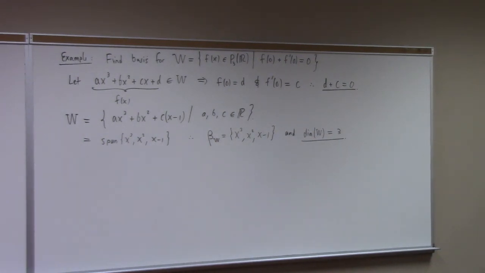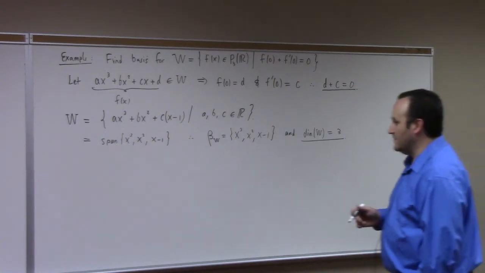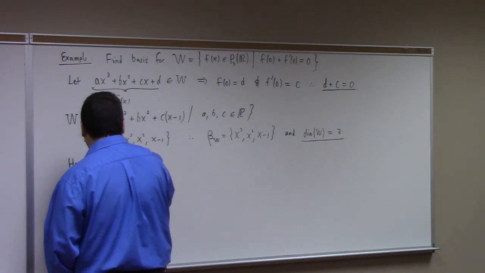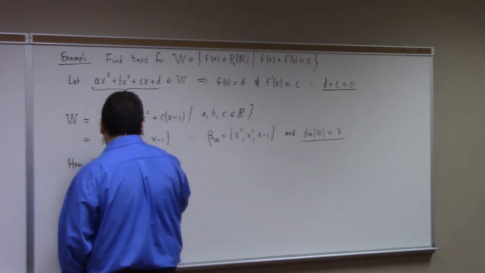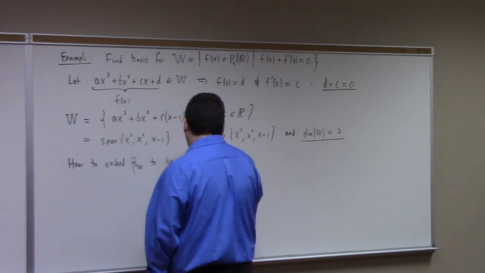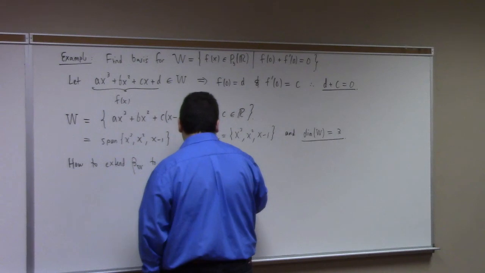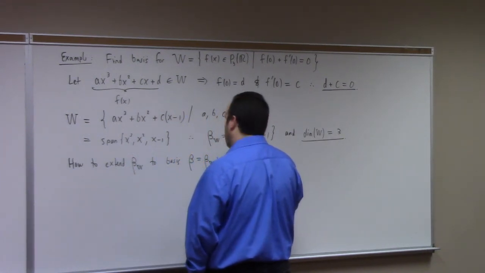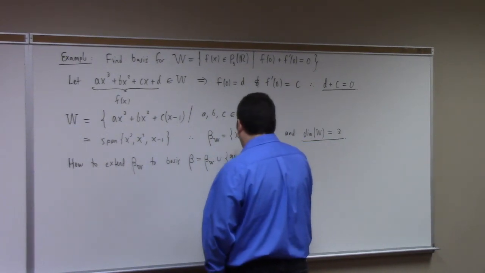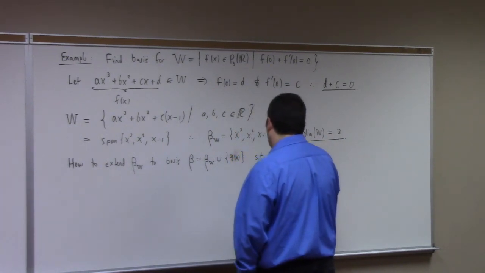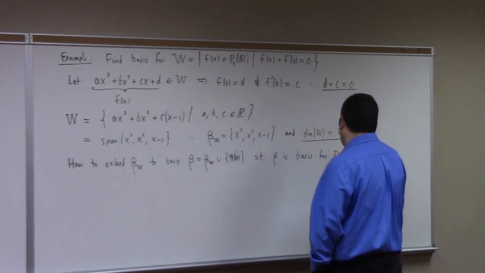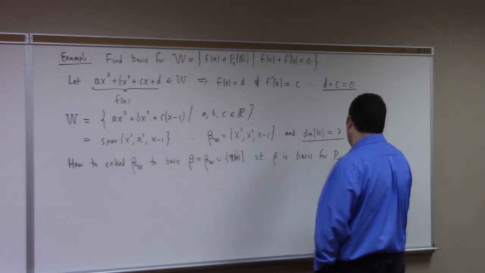Now here's a question I have not yet confronted, but I'll ask you now. How would you extend beta sub W to a basis beta equal to beta sub W union with some vector, let's say, g of x, yeah? Such that beta is a basis for P3 R, right?